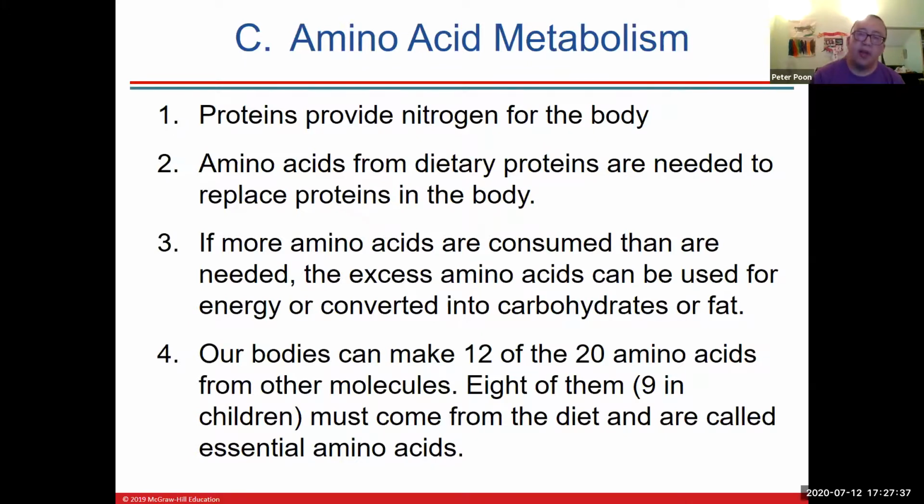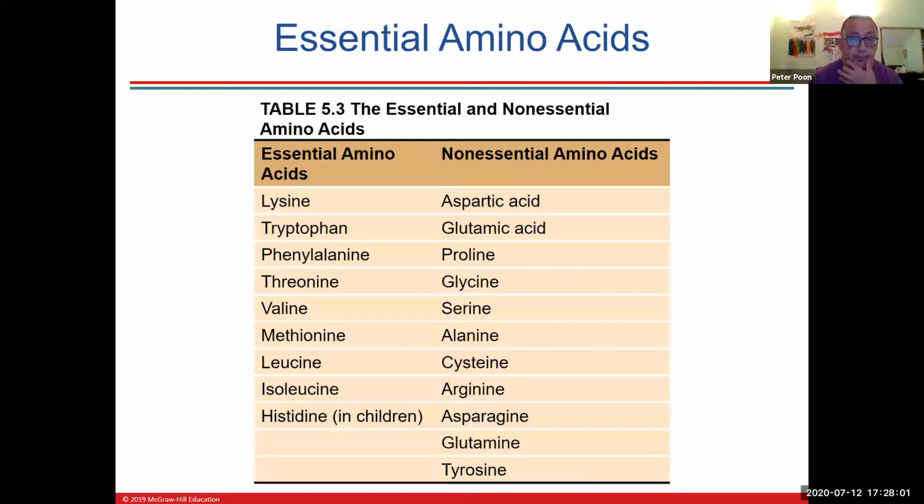Our bodies can make 12 out of 20 amino acids. Therefore, the 8 of them that we can't make are essential amino acids. We must eat them. That's what makes them essential. The others, we can make from these 8 amino acids. So here are the 8 essential amino acids.